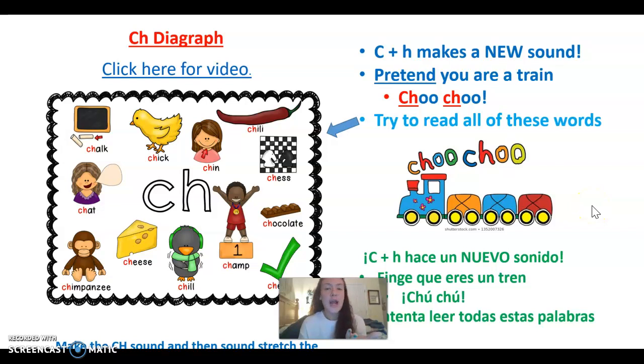So I want you guys to try. Can you try to make the ch sound? I want you to pretend you are a train. Choo-choo. It's the sound in choo-choo. Good job. Let's try to read some of these words together.